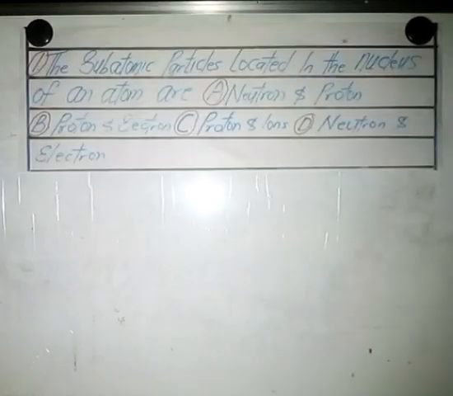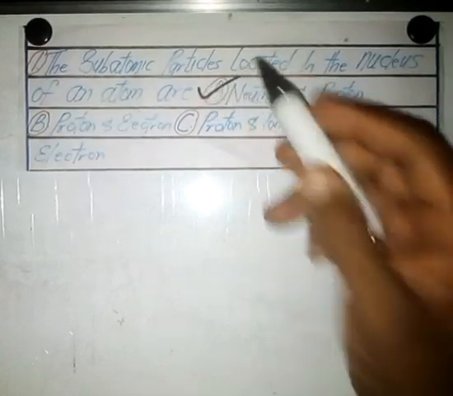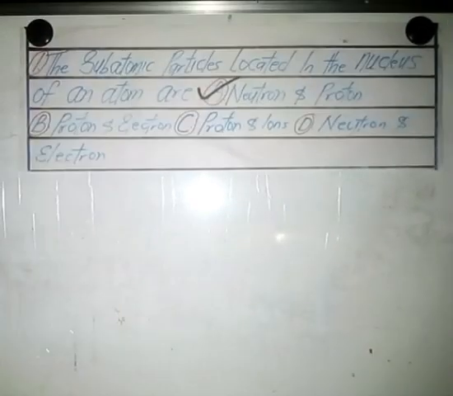All right, number one, the subatomic particles located in the nucleus of an atom are neutron and proton, proton and electron, proton and ions, neutron and electron. Without wasting much time, your answer is A. The nucleus of an atom is made up of proton and neutron, while the electron is located outside the nucleus.